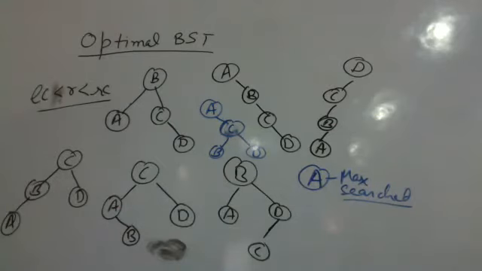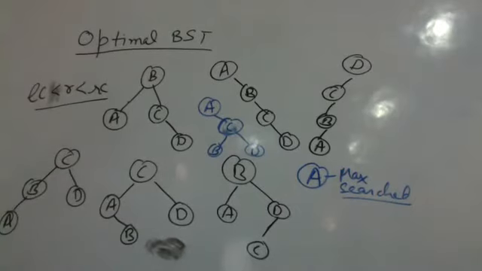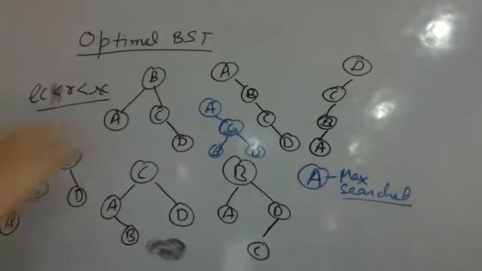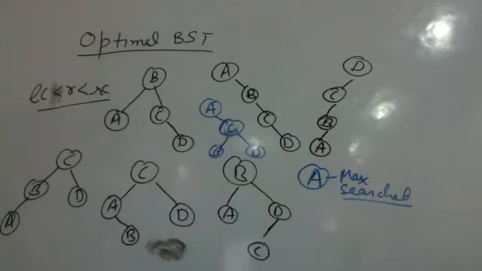I'll take another example. If this is clear to all, I'm again saying all of them represent binary search trees. A binary search tree is something in which your root is less than the right child and greater than the left child, and this property holds for all subtrees of the given tree. The same elements can be represented using many binary search trees. Now, since it's a search process, one key is searched more than the other key.